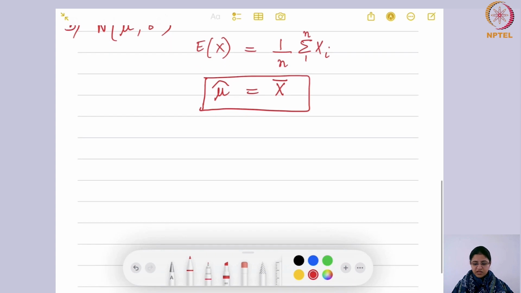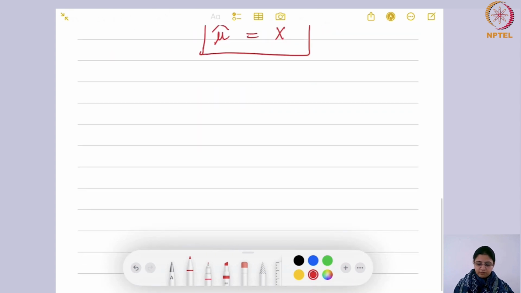Now if you go to the second one, that is the second moment, you compare expectation of x square with 1 over n summation xi square, where i takes values from 1 to n.